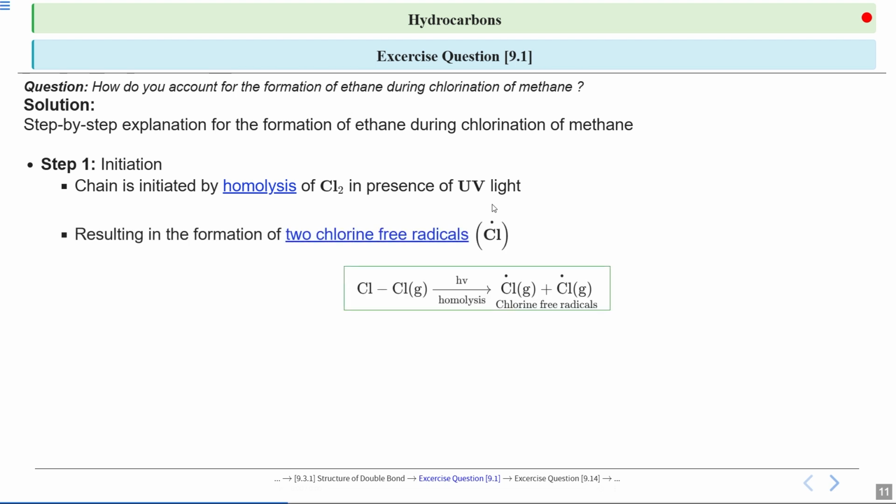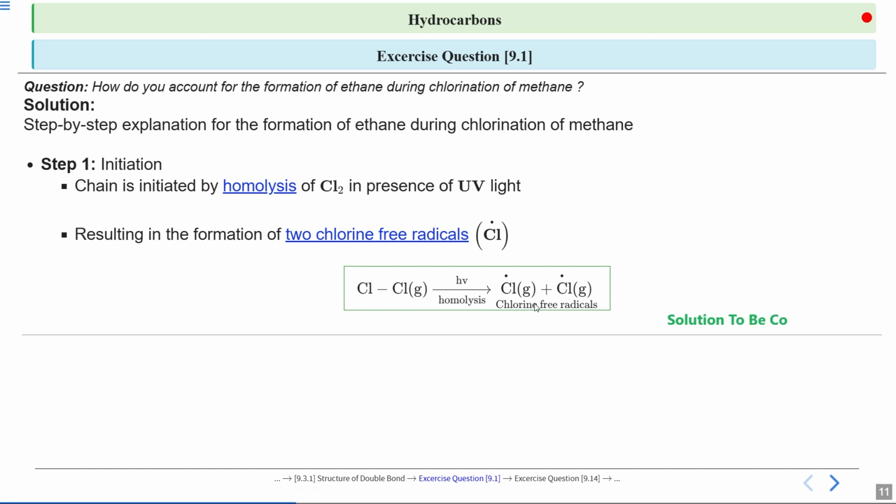During homolysis, the chlorine molecule splits into two chlorine free radicals. These radicals are highly reactive and play a key role in the subsequent steps of the reaction. Remember, this process requires UV light to provide the energy needed for the bond to break. Here we see the chemical equation representing the homolysis of chlorine. Notice how the chlorine molecule, Cl-Cl, is split into two chlorine radicals, each represented by a dot. This visual representation helps us to understand the formation of these reactive species.